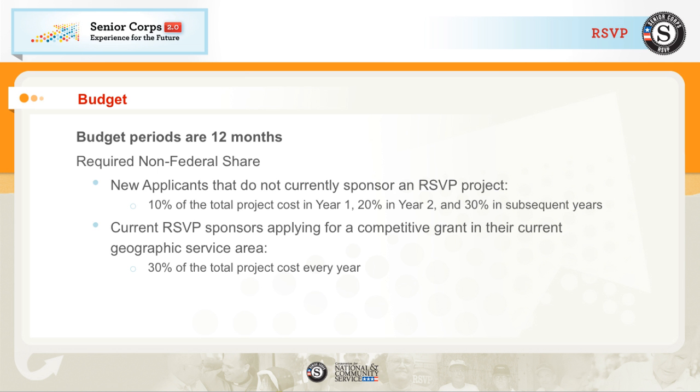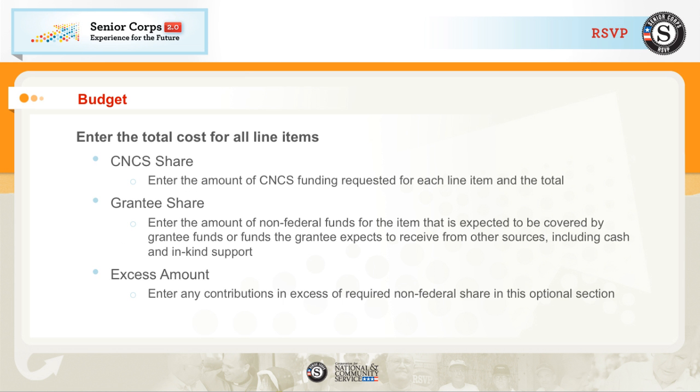For each line item in the budget, enter the total cost to identify the source of funds as appropriate. There are 3 options for documenting the source for each budget item: CNCS share, grantee share, and excess amount. The CNCS share column should total the full amount of funding that is being requested. This funding amount should correspond to the grant opportunity for which you're applying as described in the notice. The grantee share column should total the required non-federal share.